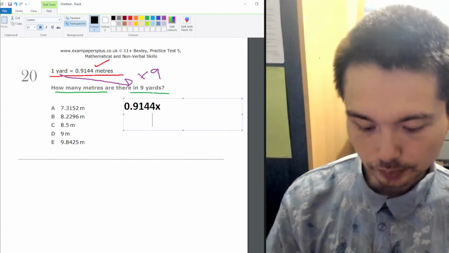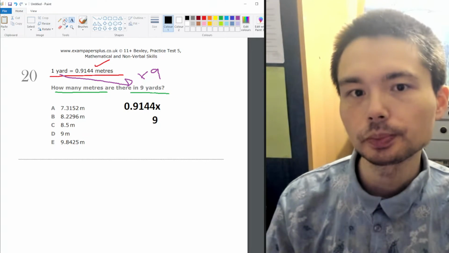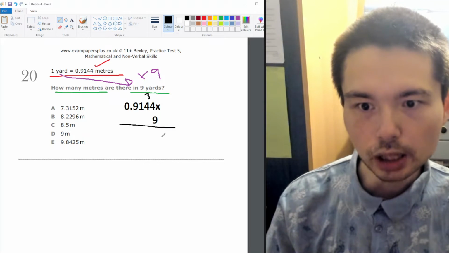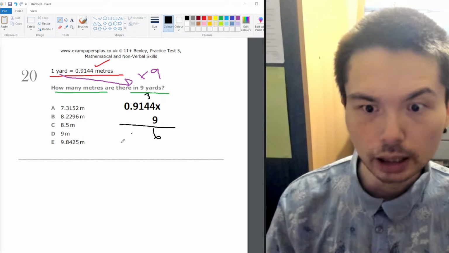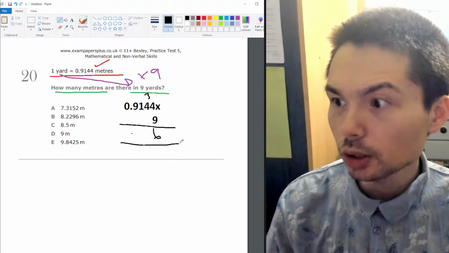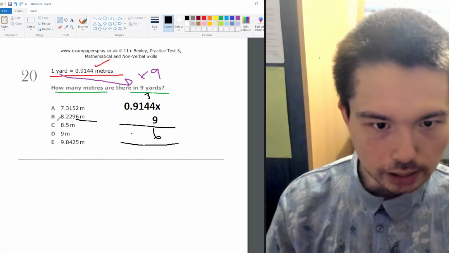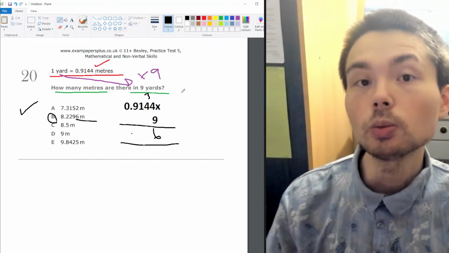Times 9. Look at the last bit. What is 4 times 9? 36. You might be thinking, well, I have to work out the rest. No, you don't. That's the skillful thing. Look at your answers. That is the answer. That's how we can get this question in 1 second.